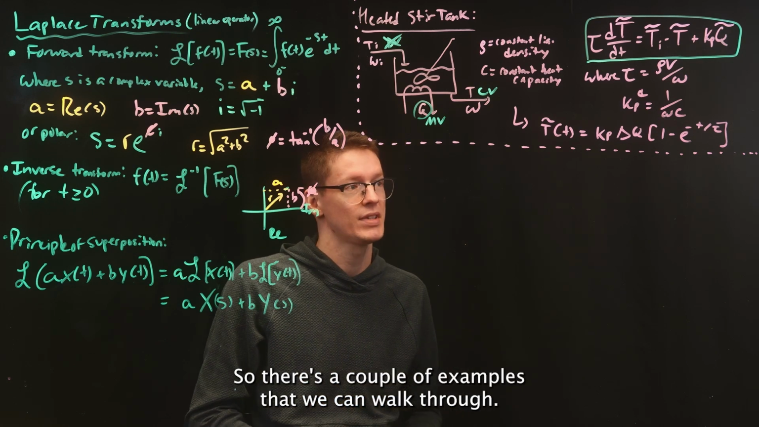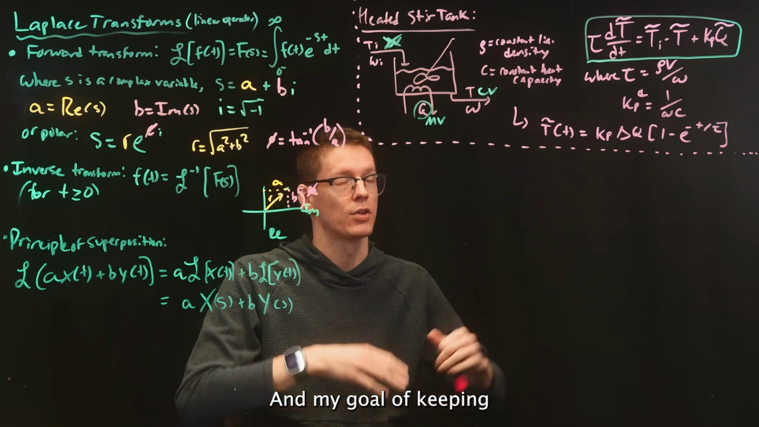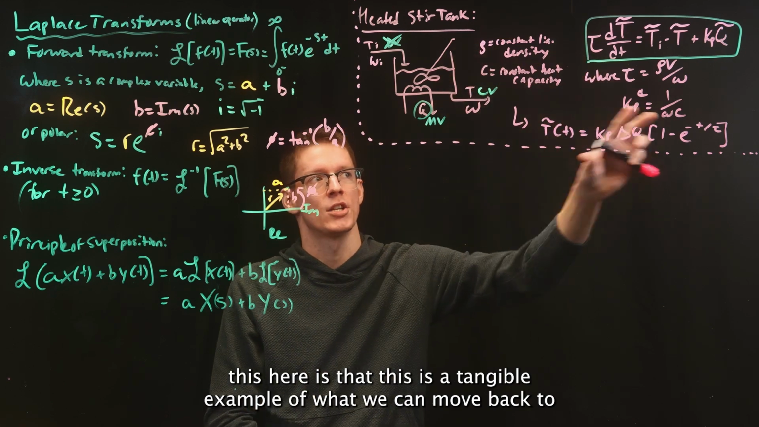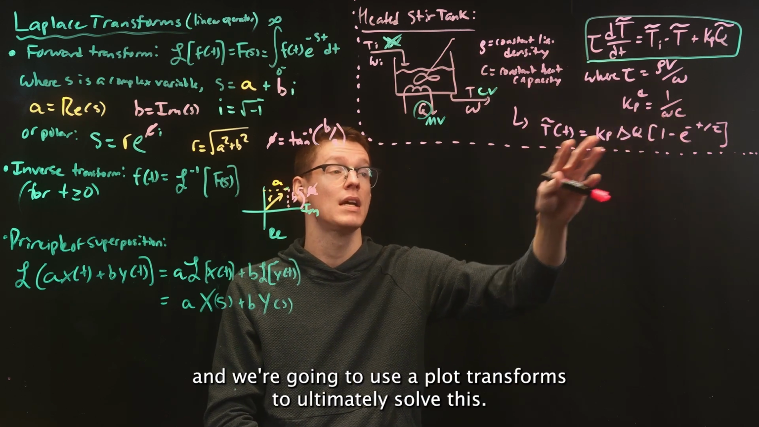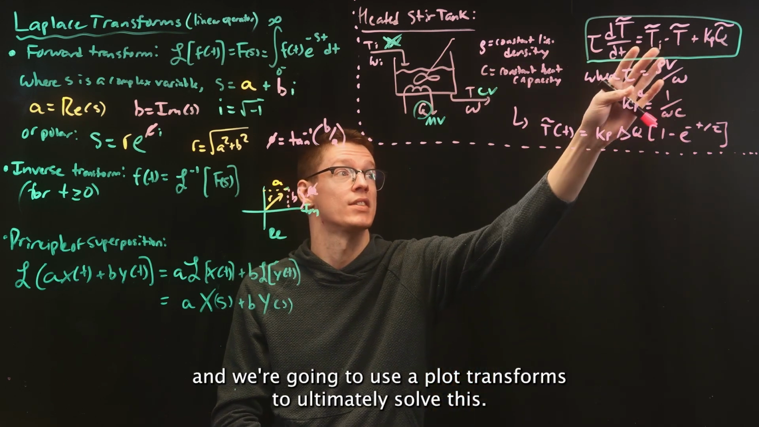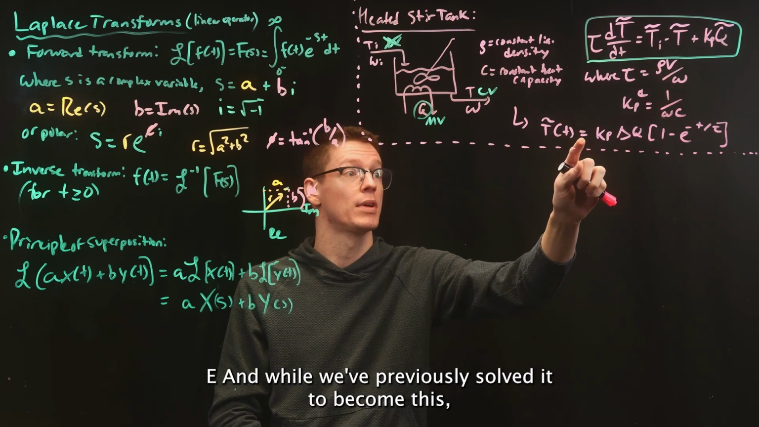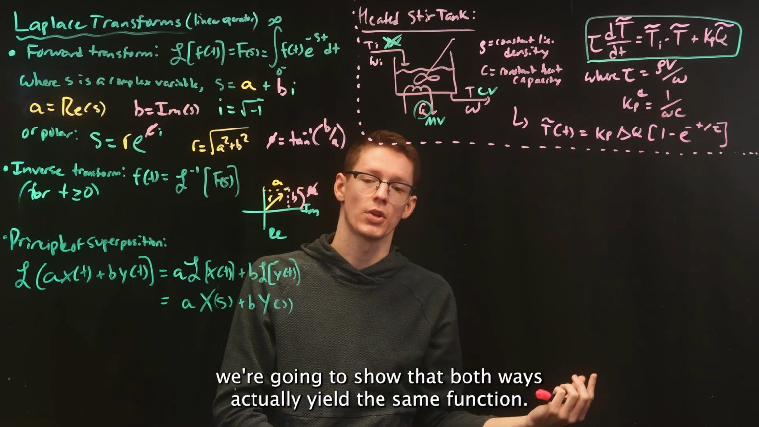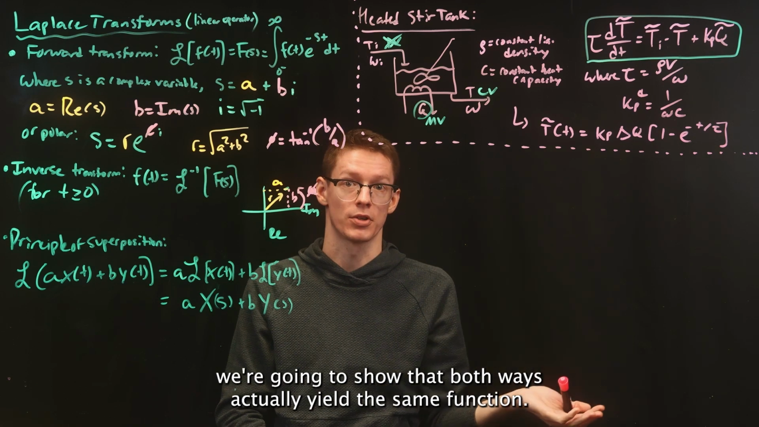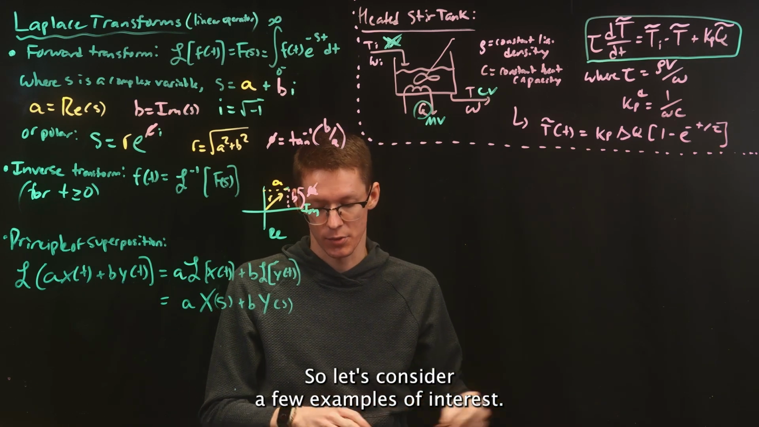There's a couple of examples that we can walk through. My goal of keeping this here is that this is a tangible example of what we can move back to. We're going to use Laplace transforms to ultimately solve this ODE. While we've previously solved it to become this, we're going to show that both ways actually yield the same function. So let's consider a few examples of interest.